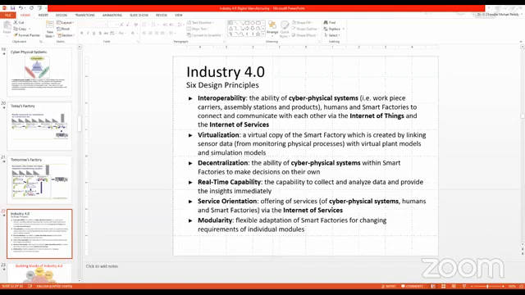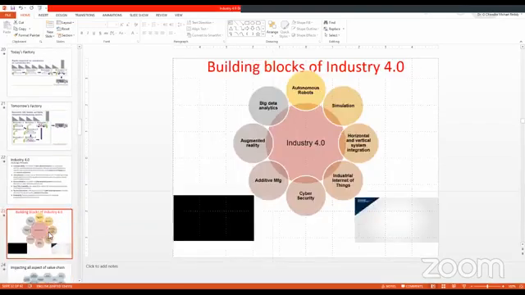Real-time capability, the capability to collect and analyze data and provide the insights immediately. Next is service orientation, offering of services via the Internet of Services. Modularity, flexible adaptation of smart factories for changing requirements of individual modules. Then there are a number of building blocks of Industry 4.0.